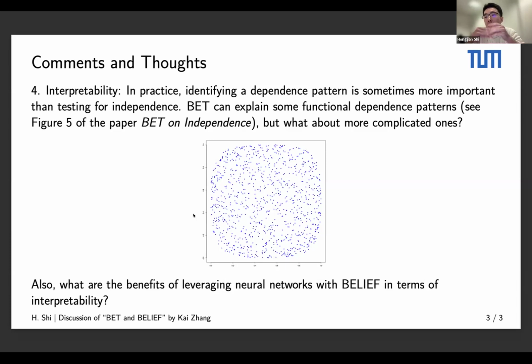But what about some more complicated ones, when the dependence structure is no longer some functional one, not the circle, not the sine function, but something like I show here, a uniform distribution over the unit ball, not the unit circle. This question also extends to the contents of the belief framework. What will be the benefits of leveraging neural networks with belief in terms of interpretability?